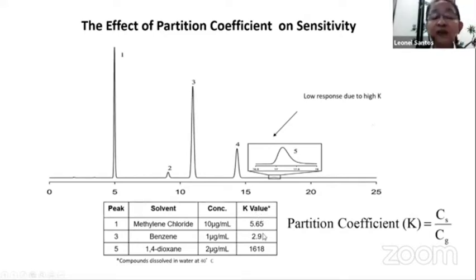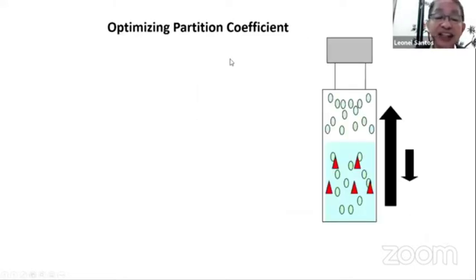One is 5 and the other one is 3. The partition coefficient is an expression where the concentration of the residual solvent in the solution phase is divided by the concentration of the residual solvent in the gas phase. So notice that if the partition coefficient for 1,4-dioxane is 1,618, you would see a very small signal when you do a GC analysis of it. That would be the reason for a disadvantage of using headspace analysis.